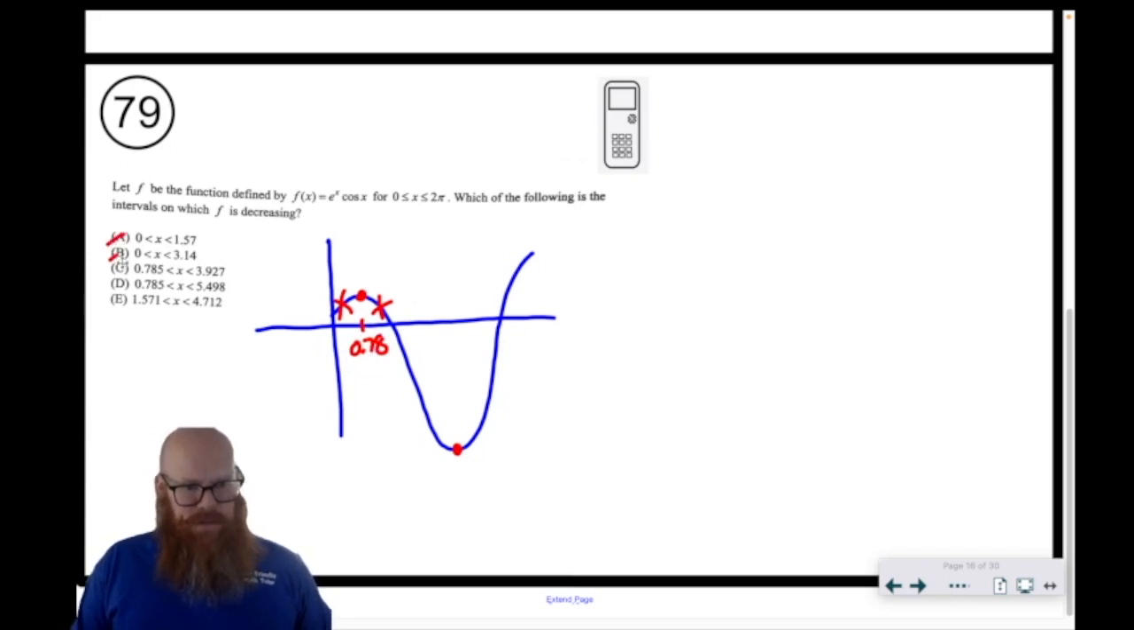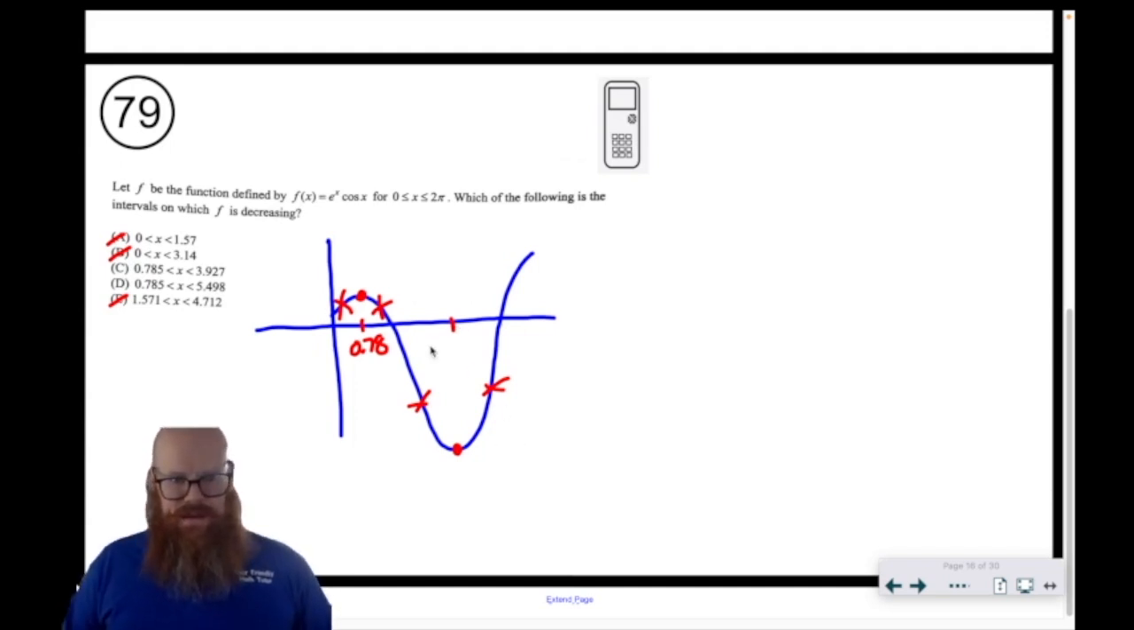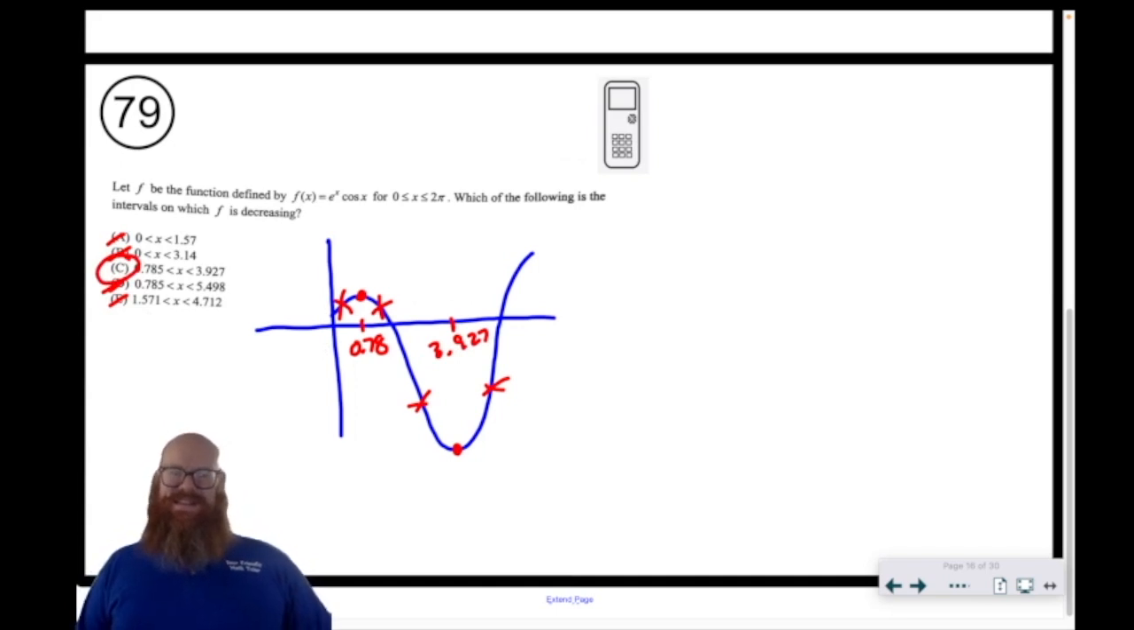That tells me that it's either C or D. So then I need to find my minimum. So if I go to my second calc again, and I'm going to do minimum, and I'm going to put my left bound like here and my right bound here, and that is going to tell me that it is 3.927. So therefore the answer is C.